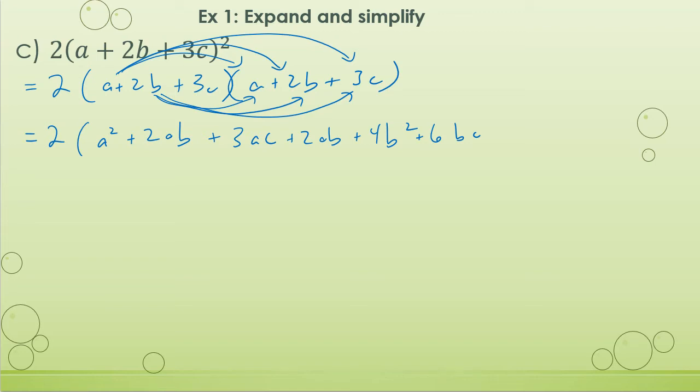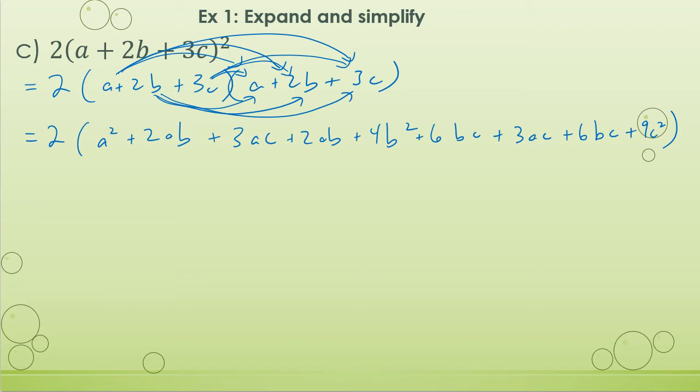And then last but not least, we've got to multiply that 3c by everything. 3c times a, 3ac. 3c times 2b, 6bc. And then we have 3c times 3c is 9c squared. So probably this is going across your whole page. And depending how big you wrote, you might have even had to go to another page.